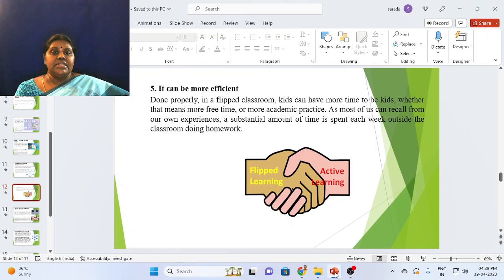Next advantage is it can be more efficient. If done properly, in a flipped classroom, kids can have more time to be kids, whether that means more free time or more academic practice. As most of us can recall from our own experiences, a substantial amount of time is spent each week outside the classroom doing homework.